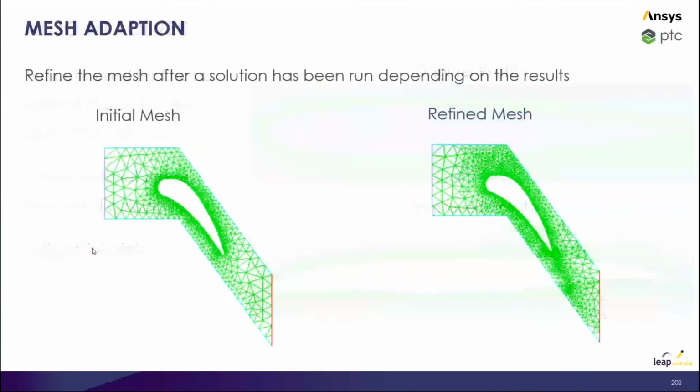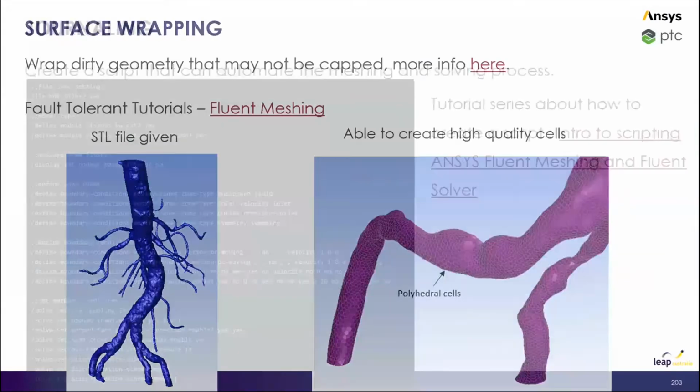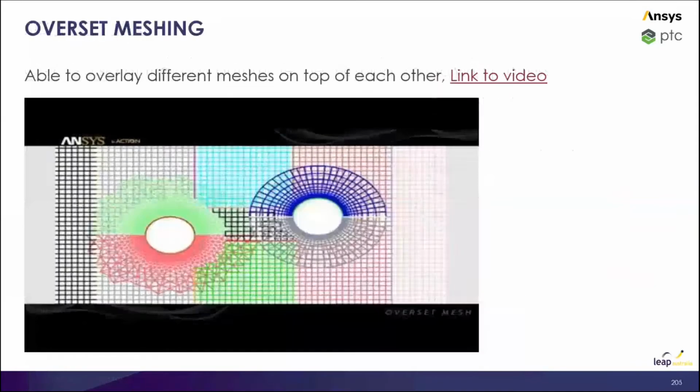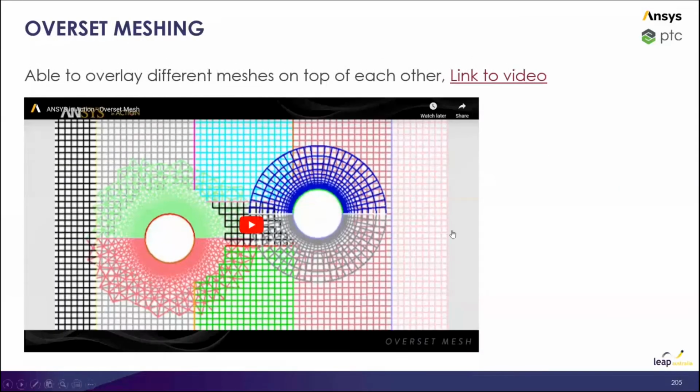Okay, the other one we're going to look at very quickly before we call it a day is overset meshing. Overset meshing is a high-level CFD method that allows you to have multiple different cell zones and communicate the flow variables between the cell zones.